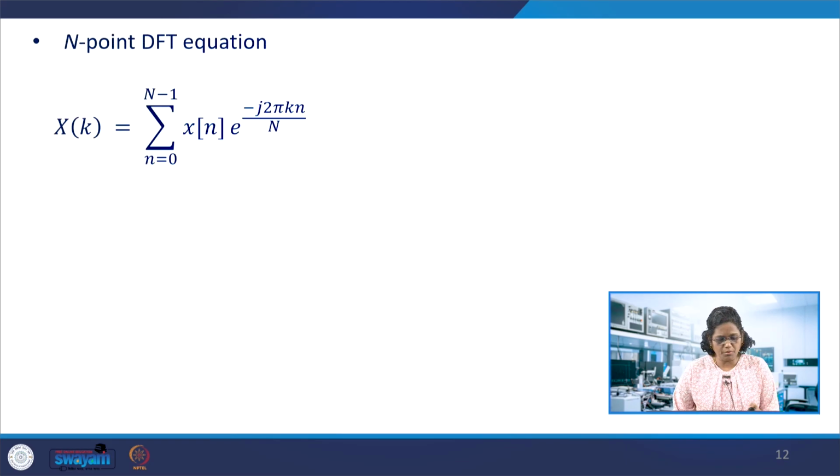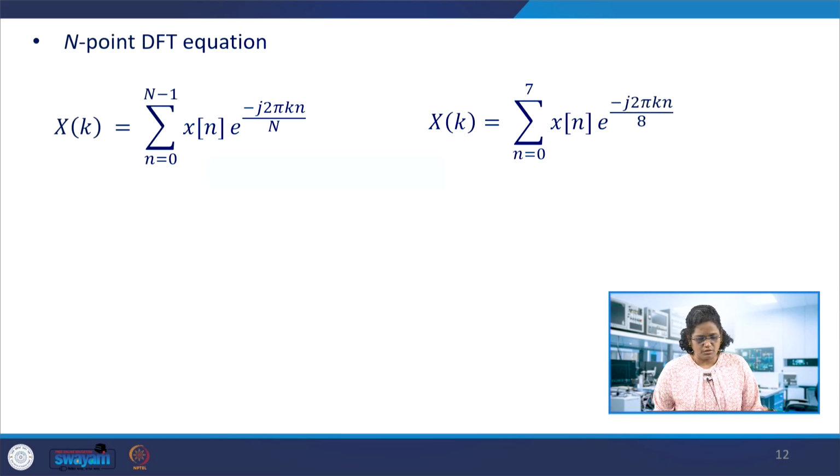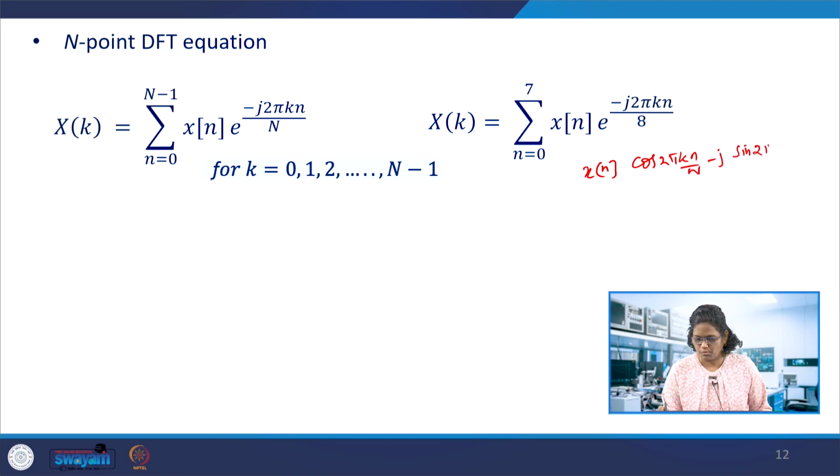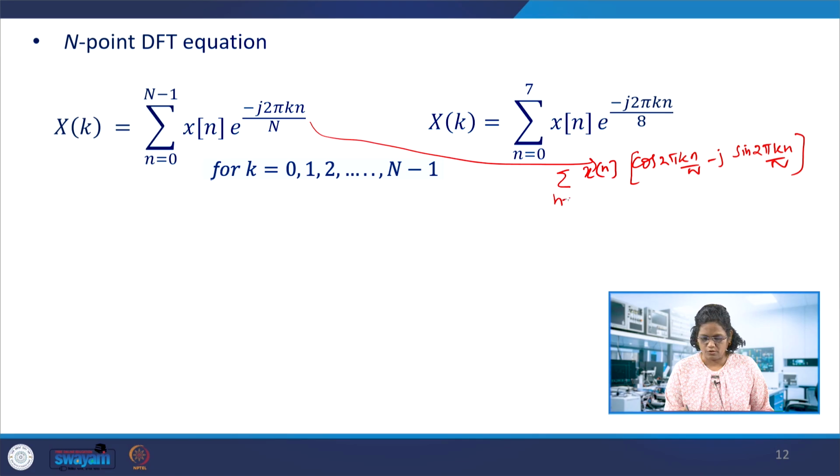So now the N-point DFT equation is known. We can write x of n times e to the power minus j 2 pi k n by N as x of n times cos 2 pi k n by N minus j sin 2 pi k n by N. The e to the power j term can be written like this, with the summation n equals 0 to N minus 1, that is X of k.